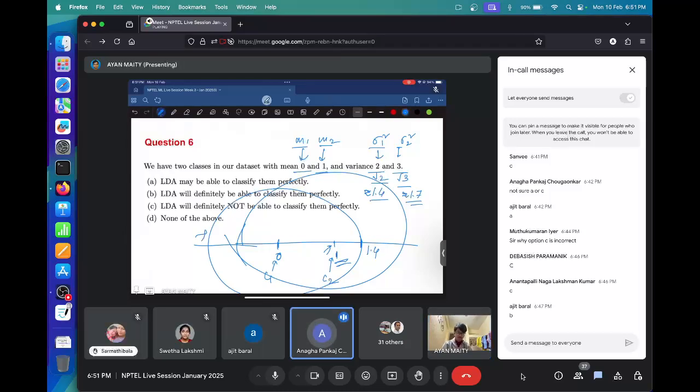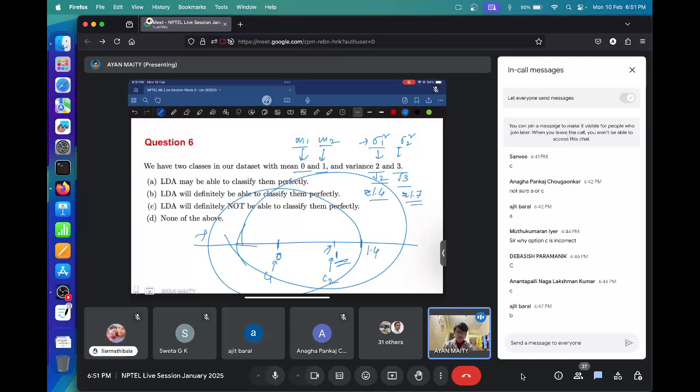Is there any other method with the help of which we can identify this if the points are something different? Yeah, if these variance values are smaller, in that case if the two classes do not overlap with each other, we can say that LDA may be able to classify them perfectly.